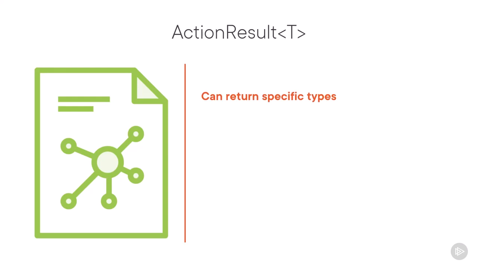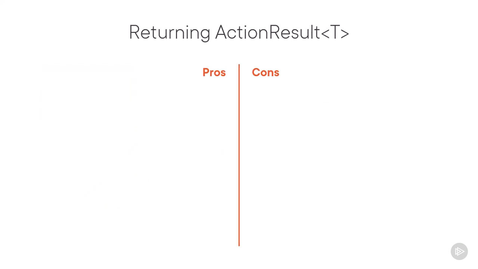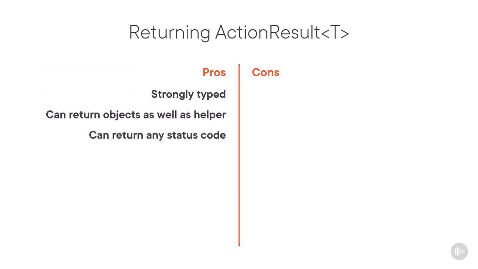If you decide to use the ActionResult of T result type, it supports returning objects directly, as well as the use of the built-in helper methods. It kind of offers the best of all worlds, and because of that, it is the recommended result type to use for just about every scenario. As you can see, it provides a combination of the benefits of using IActionResult and specific types.